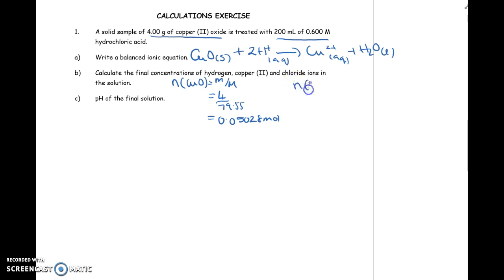Now the number of moles of hydrochloric acid is equal to CV, which is 0.6 times 0.2, which equals 0.12 moles. This means the number of moles of hydrogen ions will be the same, and the number of moles of chloride ions will also be the same.